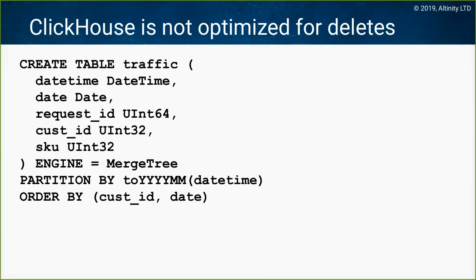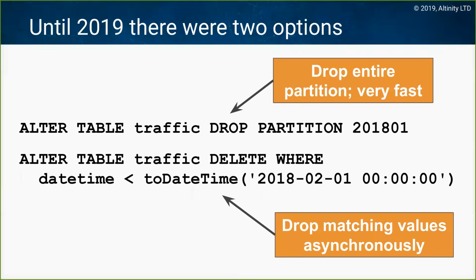So here's an example of a table that tracks traffic for a website. If we want to drop data from this table, traditionally we had a couple of options inside ClickHouse. This is partitioned by month and ordered by customer ID and date, but it's the partitions that are significant.